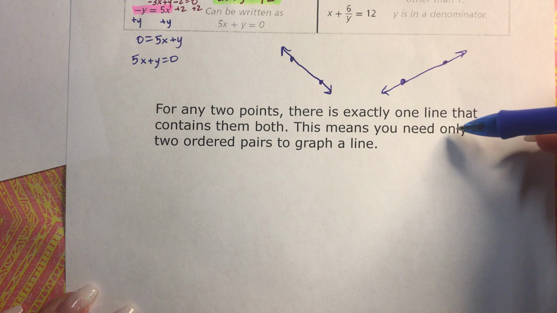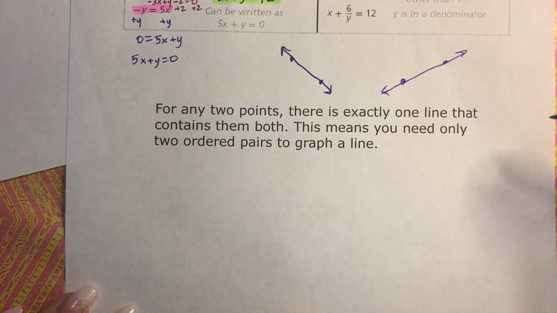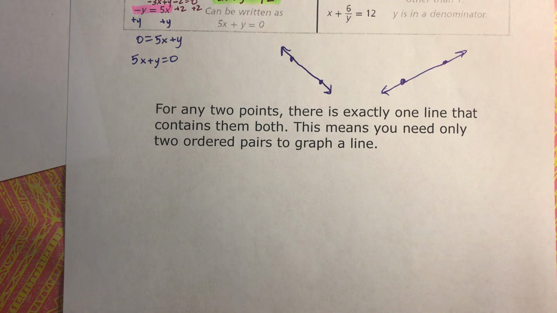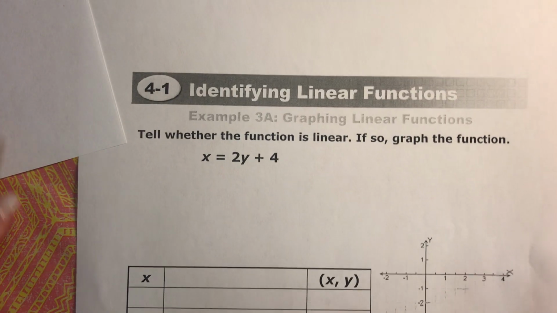This means you need only 2 ordered pairs to graph a line. So if you have 2 ordered pairs or 2 points, you can always graph a line. All right, perfect. So let's go ahead and look at our first example here.